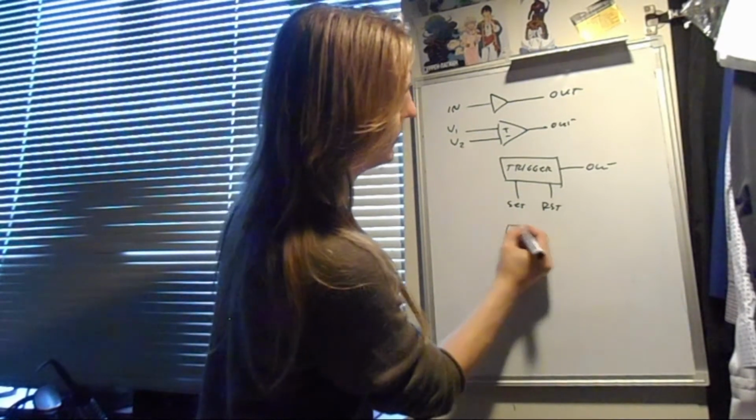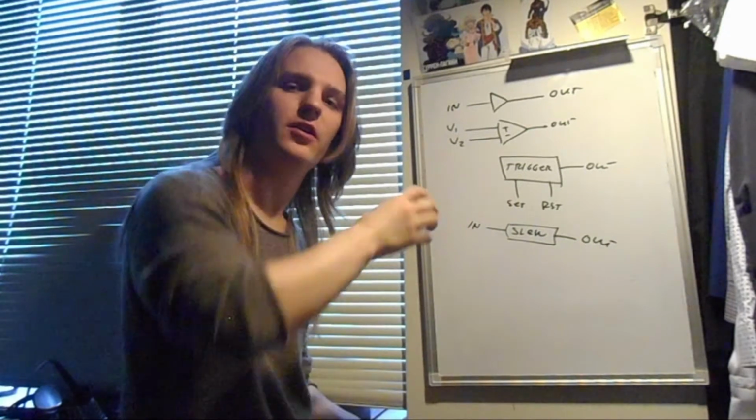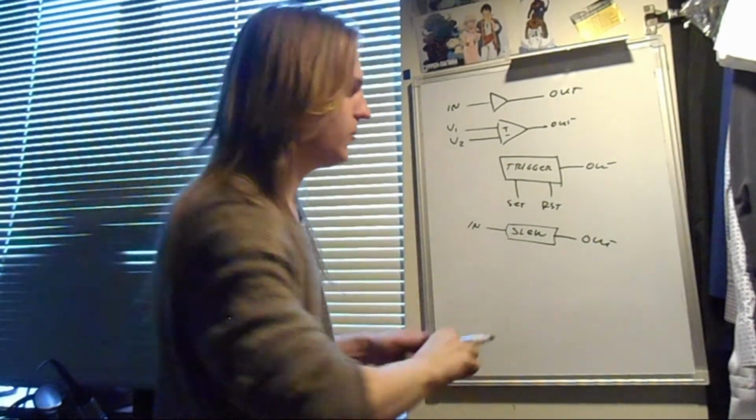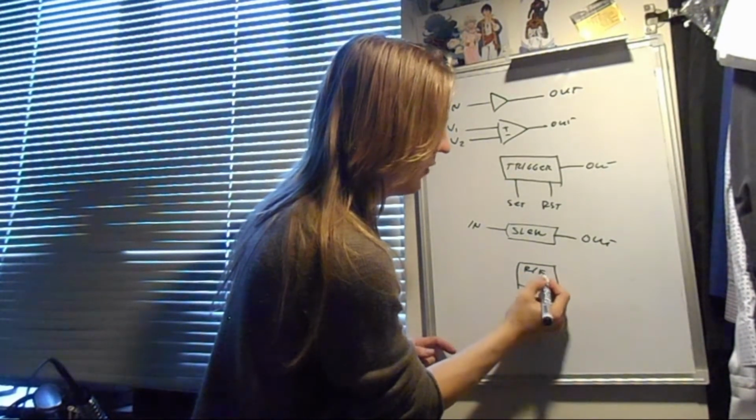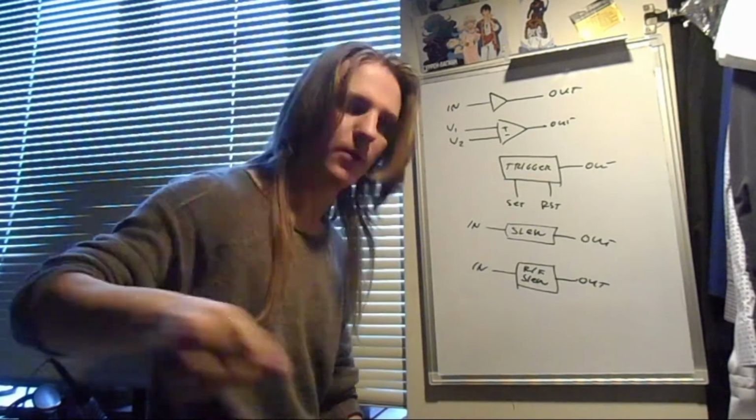We have our slew limiter. It has input, it has output, it has one knob that determines how quick we charge and discharge, and we have our rise fall slew. It has two knobs, one for the attack and one for the release.